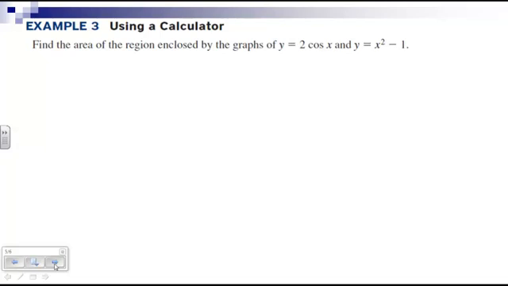All right. So, let's find the area between the graphs of y equals 2 cosine x, and y is equal to x squared minus 1.